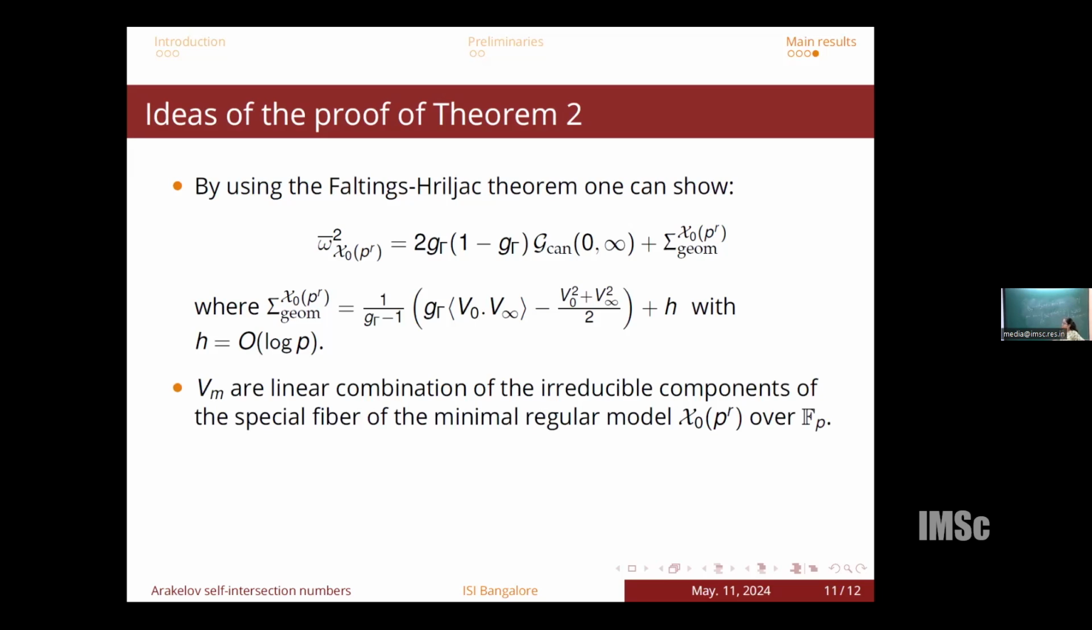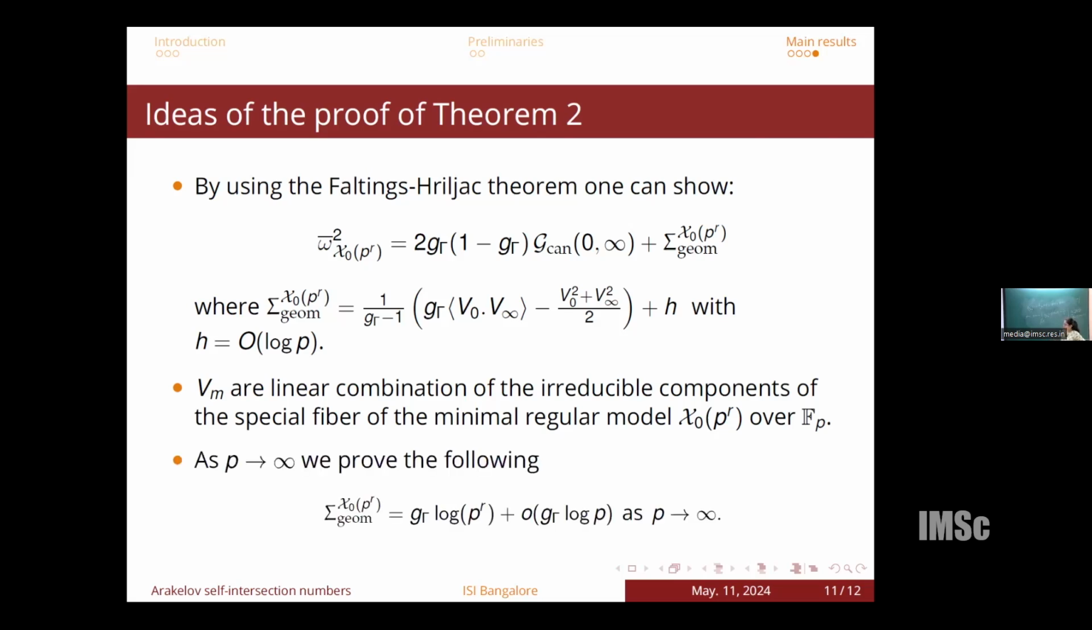Here V_m means V naught and V infinity. These are the linear combinations of all the irreducible components of the special fiber of the minimal regular model, which I showed earlier in the picture. So V_m are basically linear combinations of those components. So we have explicitly computed V naught and V infinity for each case, and then computed this thing.